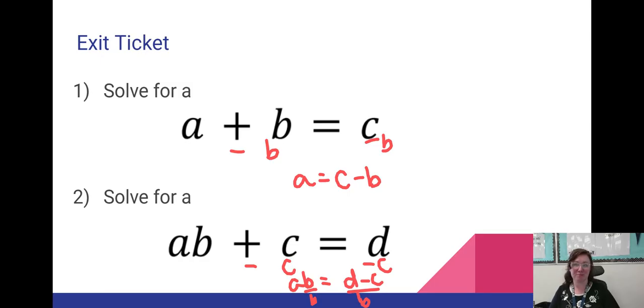all divided by B. That is an introduction to solving literal equations. You got this.